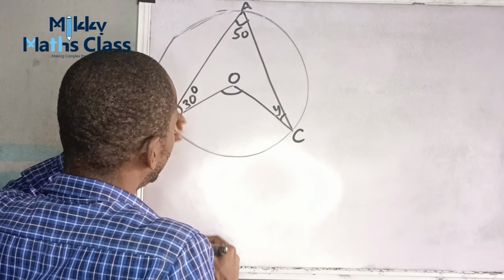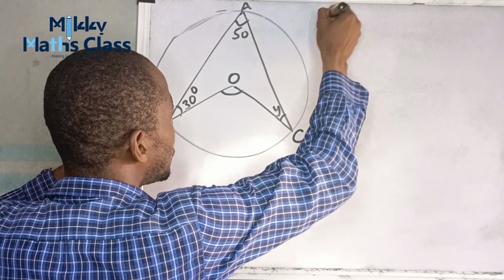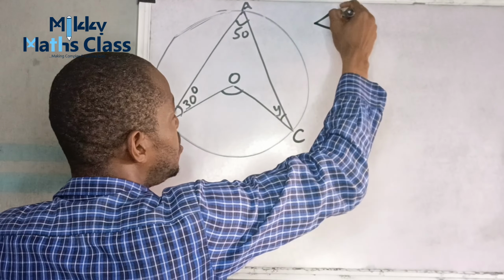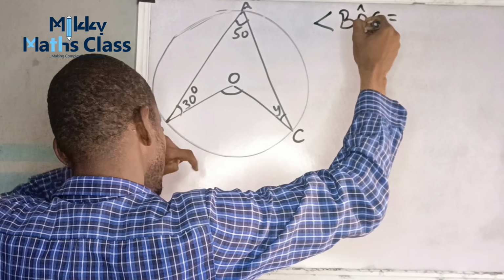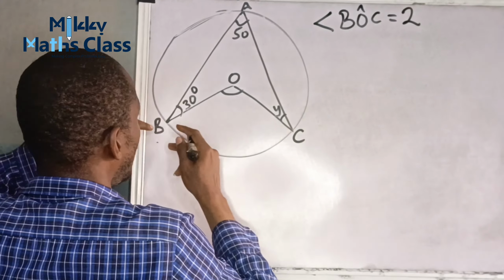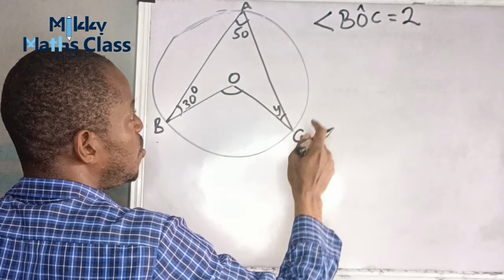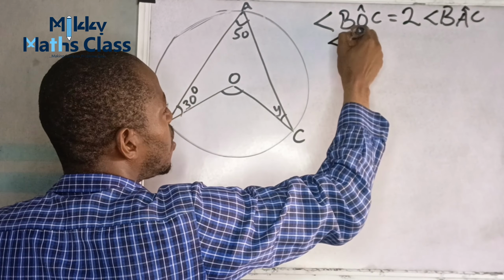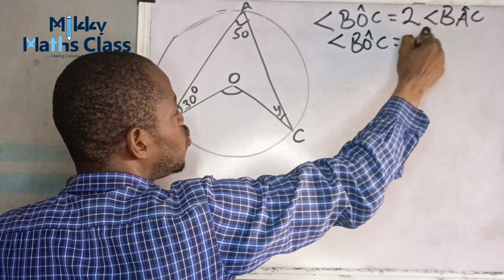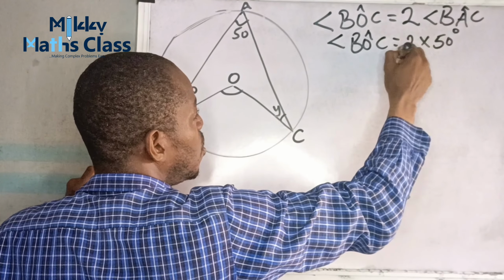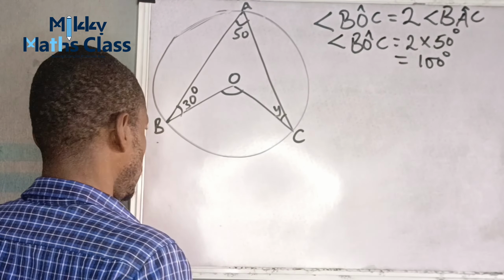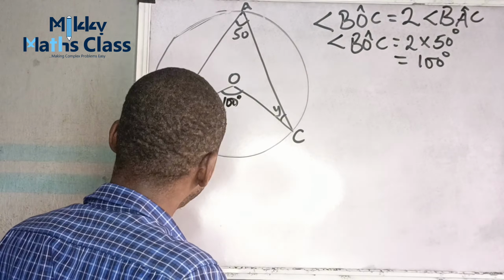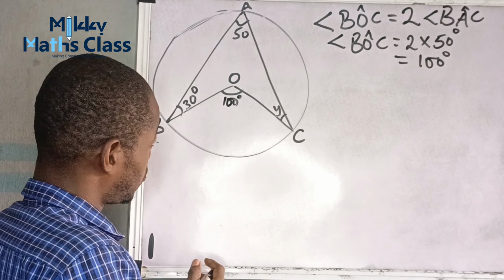So straight up, we'll say this is therefore our angle BOC, this angle at the center. Angle BOC is equal to twice angle BAC. So therefore our angle BOC will be equal to 2 times 50 degrees, which is equal to 100 degrees. So this particular point is 100 degrees. So now that's one part of the question solved, the result.